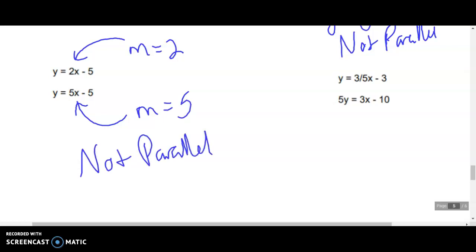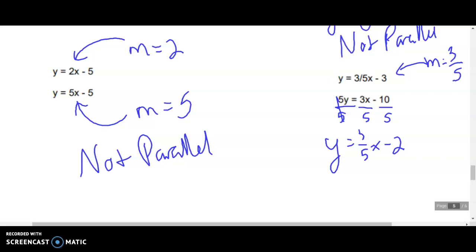Finally, this is in slope-intercept form. It has a slope of 3/5. This is not in slope-intercept form, so what I'm going to do is put it in slope-intercept form, divide everybody by 5. That gives me y equals 3/5 x minus 2. So this has a slope of 3/5. They have the same slope, therefore they are parallel.